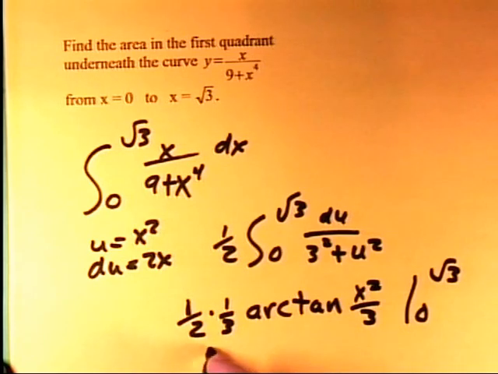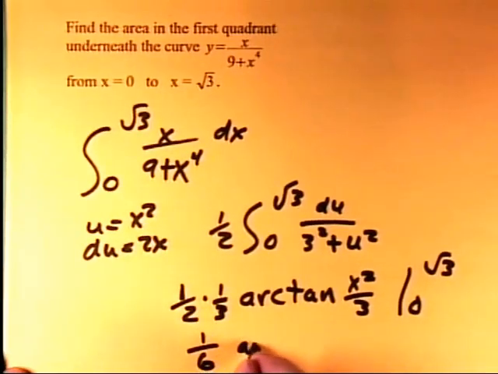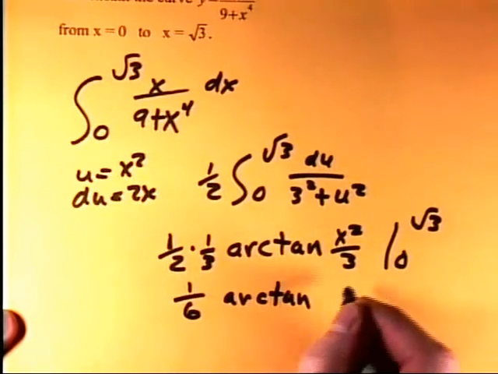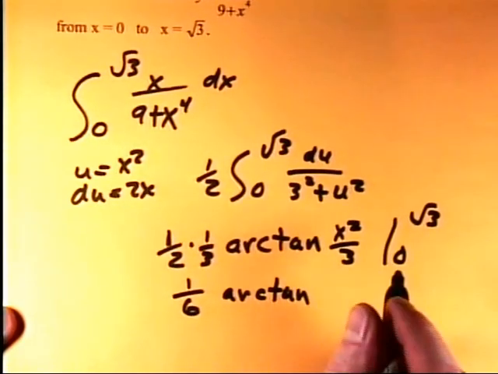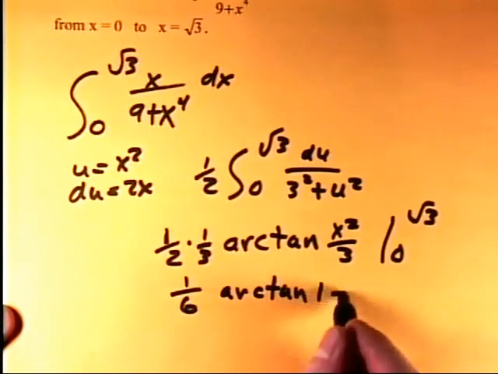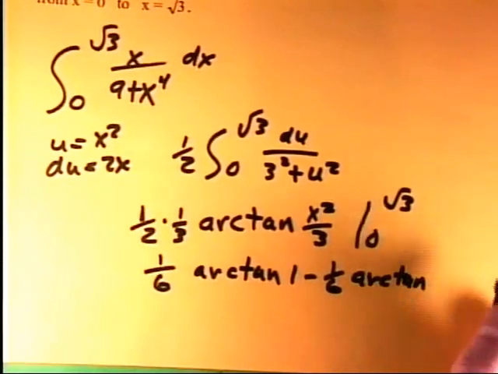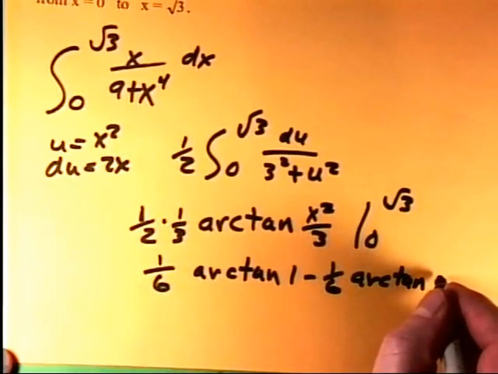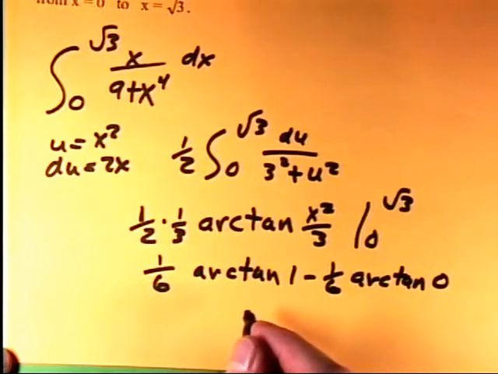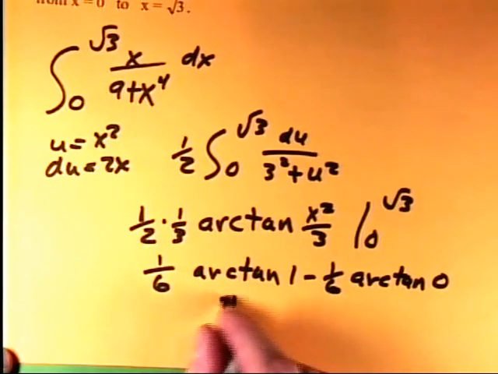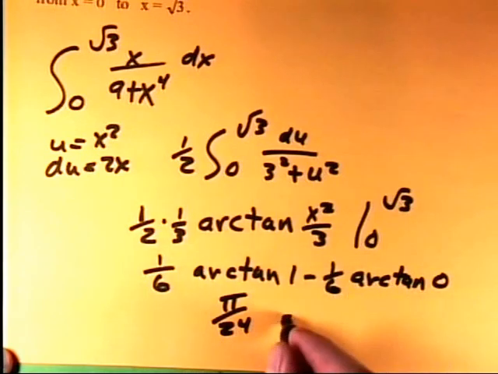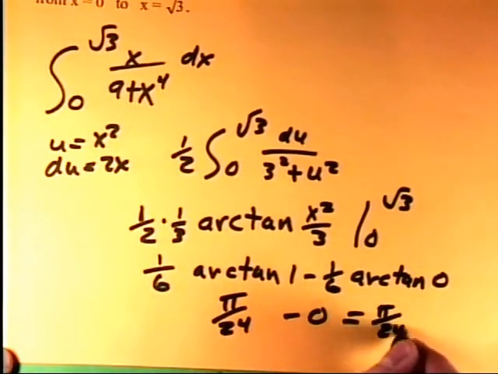So that's 1 over 6 arctan of the square root of 3, minus 1/6 arctan of 0. What's the arctan of 1? Arctan of 1 is pi over 4. So it's pi over 4 times 6, which is pi over 24, minus 0. So it's equal to pi over 24, right?